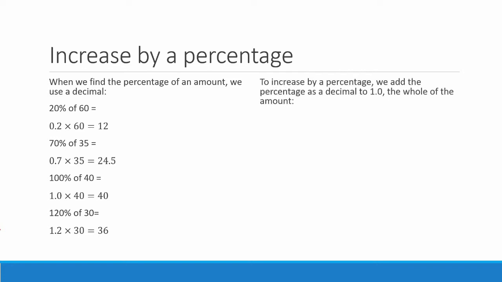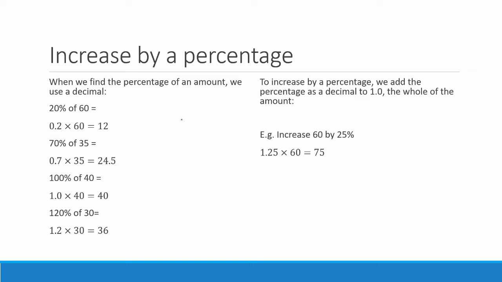So when we want to increase by a percentage, we add the percentage as a decimal to 1, the whole of the amount. For instance, here we want to increase 60 by 25%. To do that, I'm going to keep my 100% of the original amount of 60 and add on to it another 25%. So I'd be using the decimal 1.25.